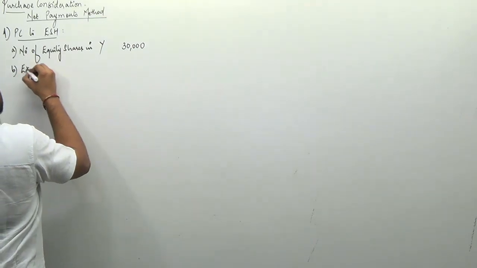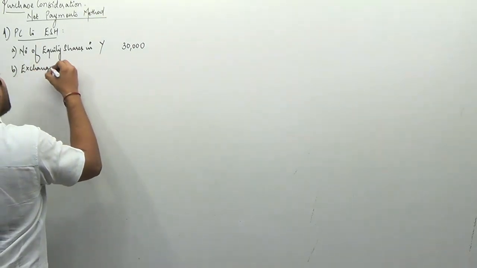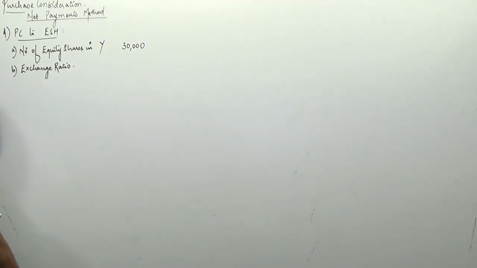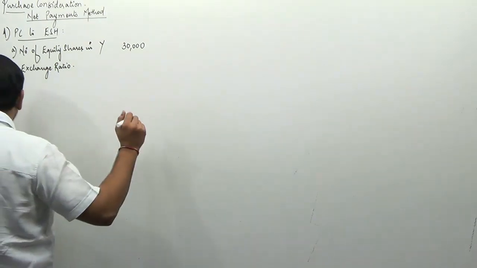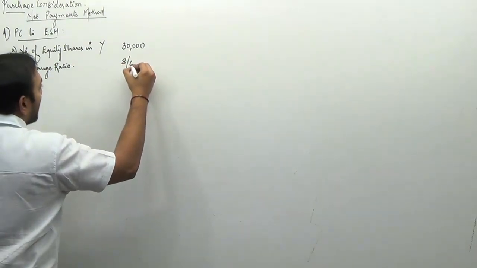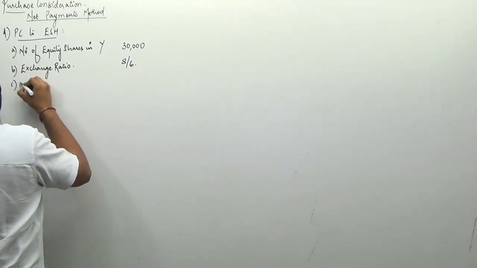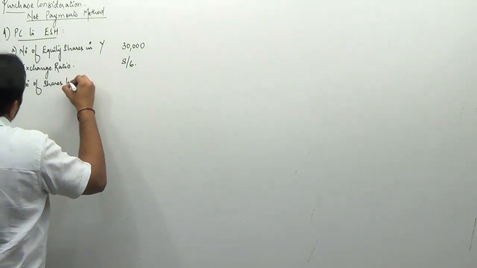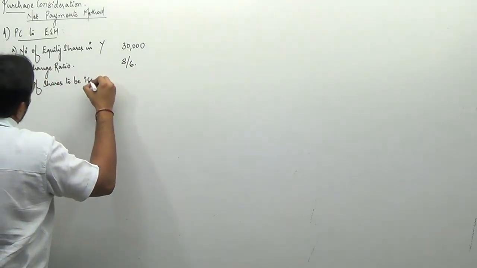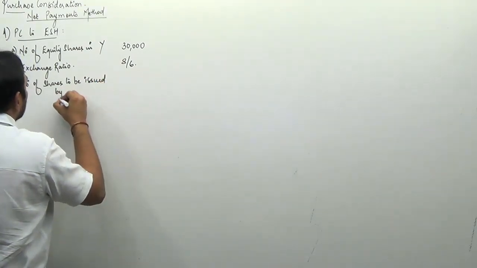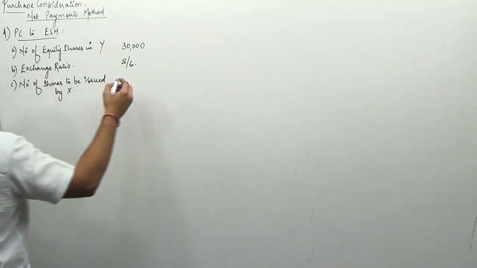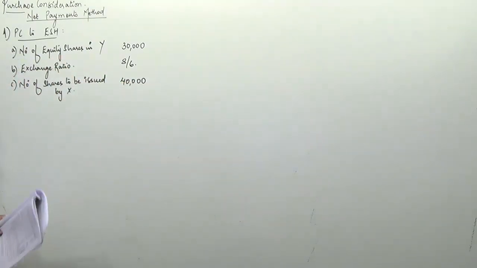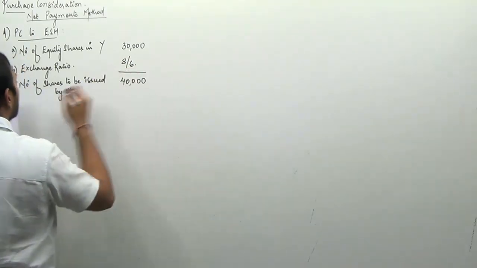What is the exchange ratio he has given? Read the point. 8 shares of 10 rupees each will be issued by X at par against 6 shares in Y, 8/6. So the number of shares to be issued by X Limited, into 8/6, I basically get 40,000. But now I have to give the impact of intercompany holdings.